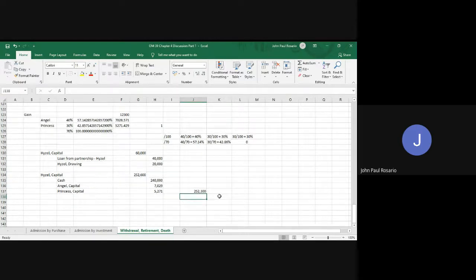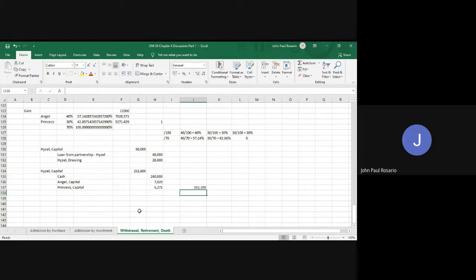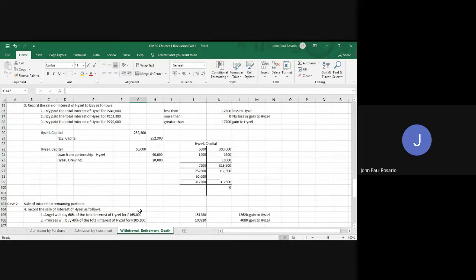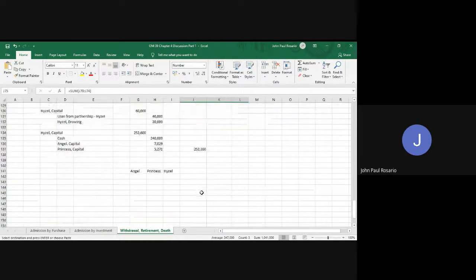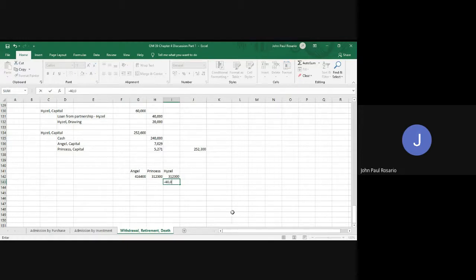Okay? So when you are asked dayon what is the new capital balances of the partners, so upon retirement, Angel, Princess, ug Hazel. So dili ka mo anhi diri sa iyang total interest but mo anhi ka diri sa adjusted capital balances. So we put it here. Okay. Tapos, remember nga kani siya is kanang nakuhaan sa iyahang loan. Nakuhaan sa iyang loan. May nakuhaan sa iyahang drawings.